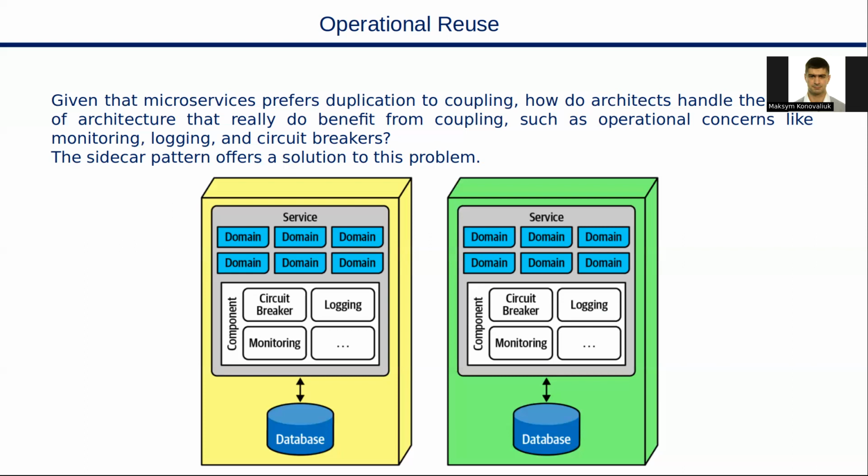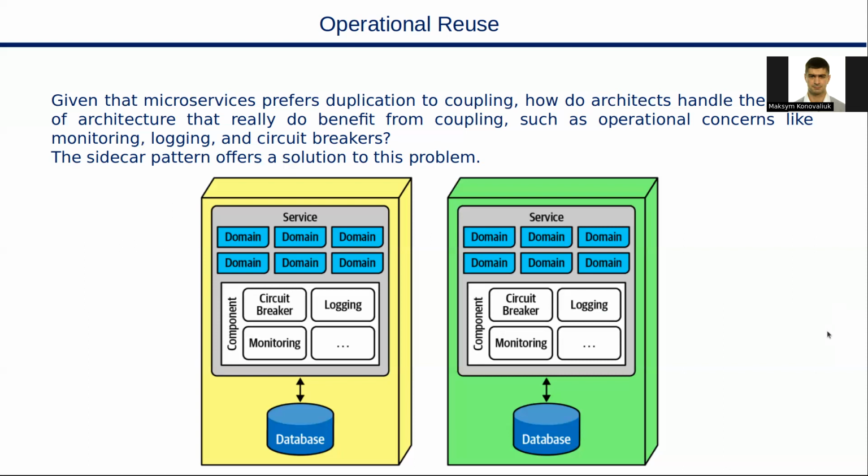Will it be possible, for example, to put all of these things somewhere in one place, and then all of these services will communicate with this component? Yes, it will be possible. But remember that microservices prefer duplication to coupling. So if you put it in a separate place, then you will have coupling with this functionality. So it will be dependent.